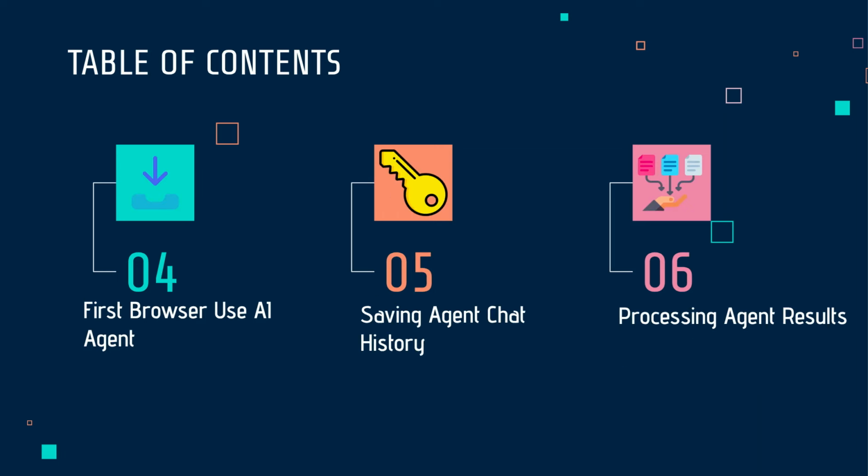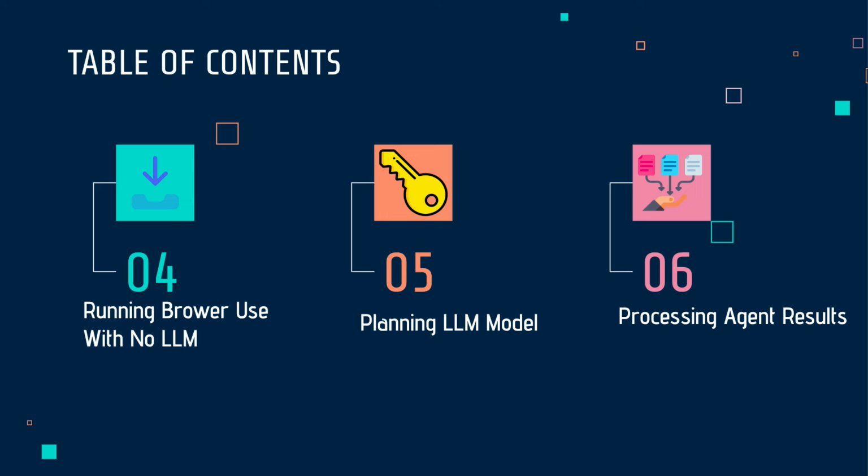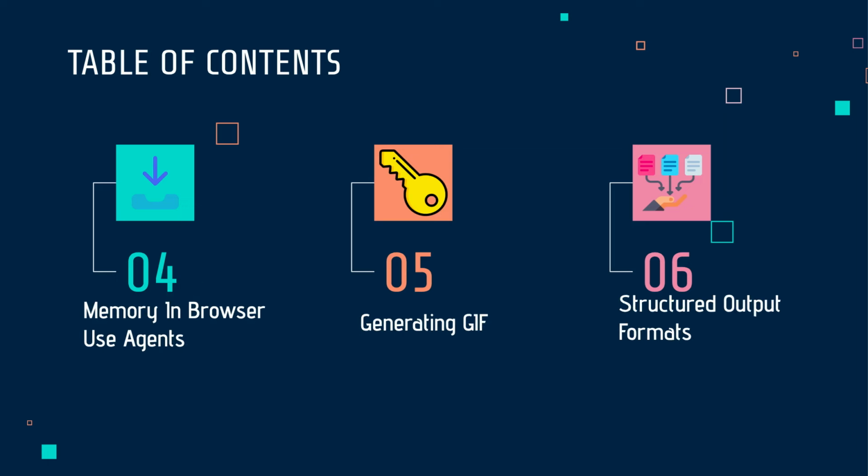We're also going to look at building a simple agent, how to work with the agent memory, how to process the agent results, and running browser use without LLM involvement within it. Planning: we'll see how we can have different models, one model for planning the operations, another model for executing those actions or those plans, and then how to process agent results and all that. We're also going to look at memory using AI agents.